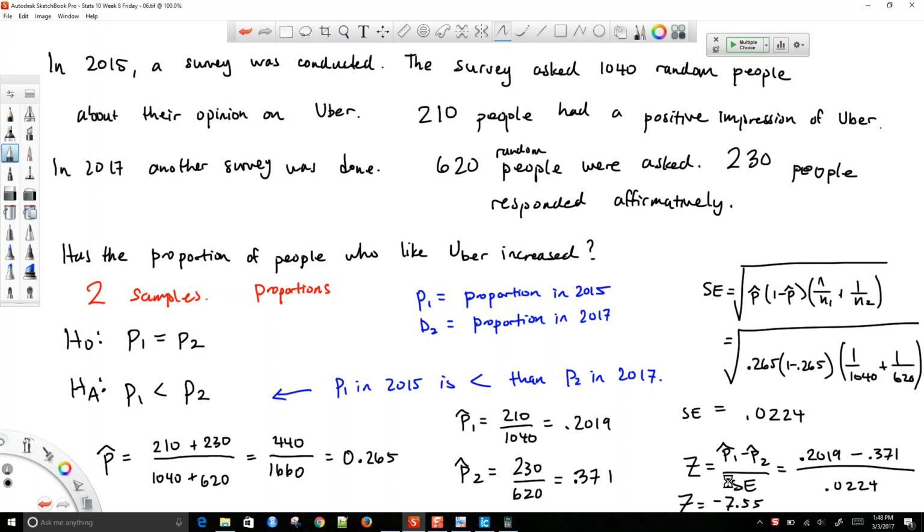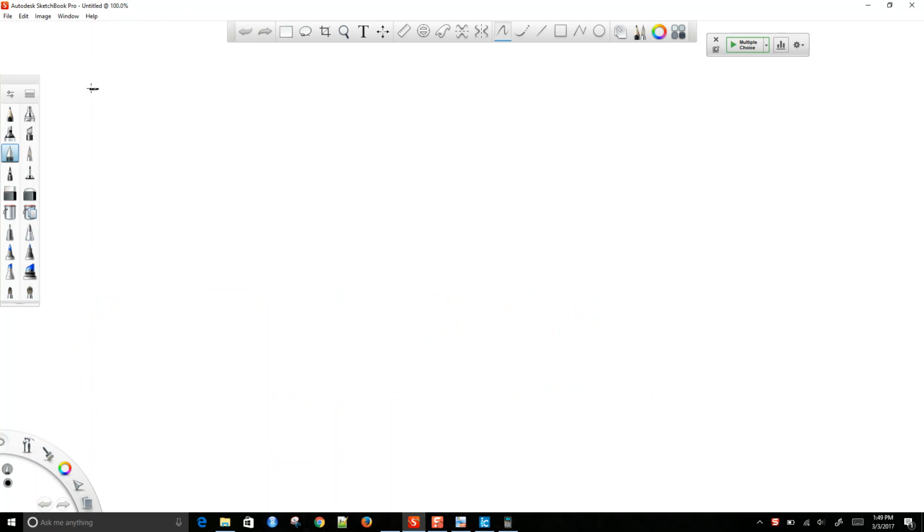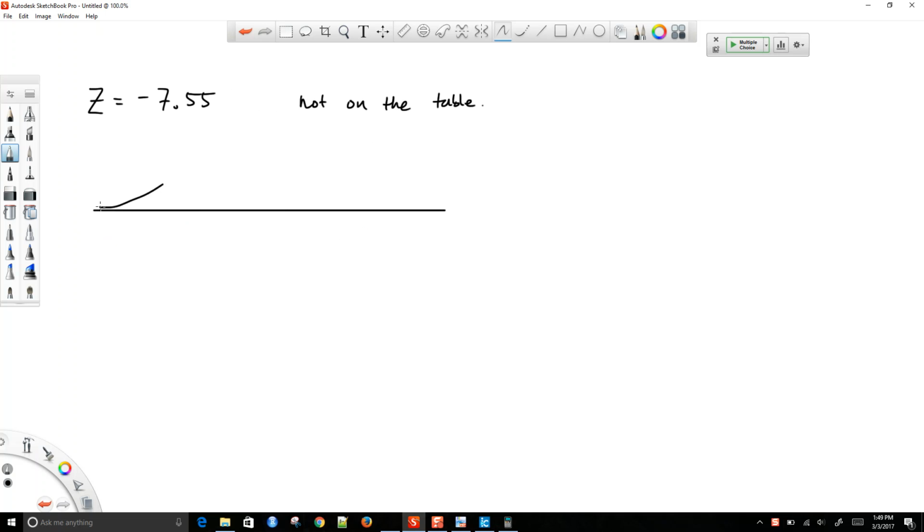Oh, this is extreme. So my z is negative 7.55. If I were to try to look up z equal to negative 7.55, this is not on the table, right? But we can say that my p-value, because the alternative has a less than sign in it, is going to be the area to the left.